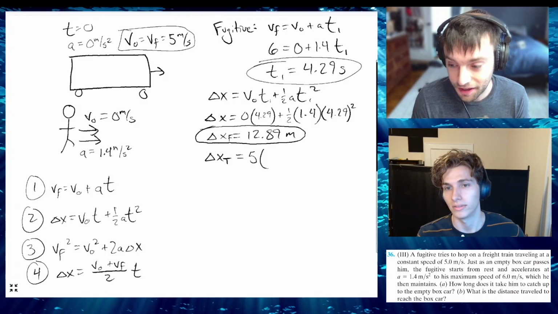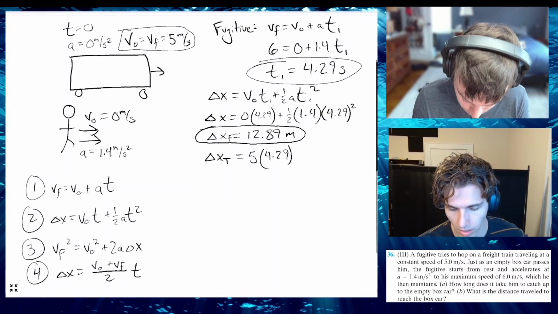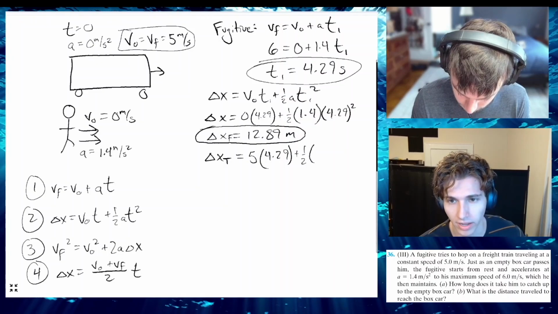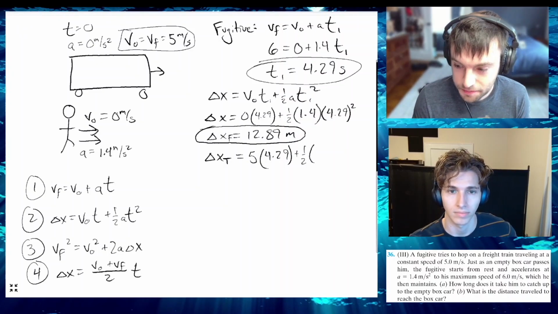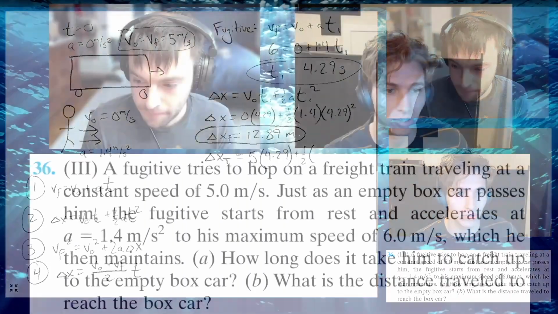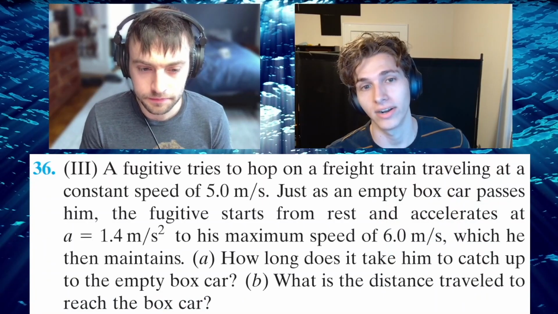Okay, so we can put the same time that we had plugged in before. Exactly. That would be 4.29 seconds once more. Plus 1/2. What is the acceleration of the train? So the train's at a constant speed. It's not accelerating. Yes, that's huge. So notice here, constant speed means acceleration is 0.